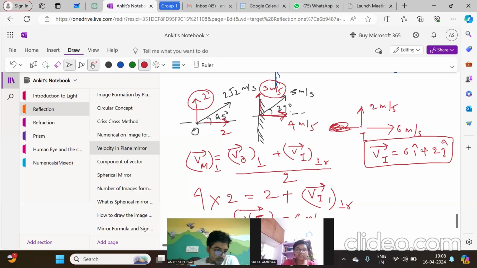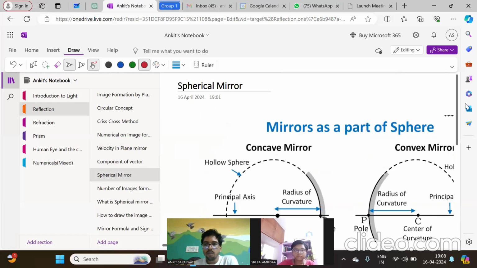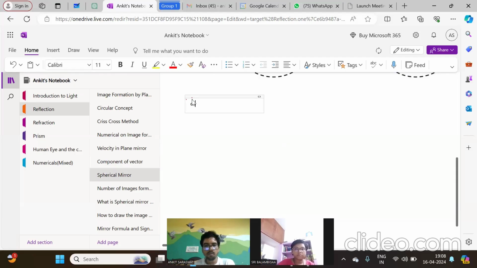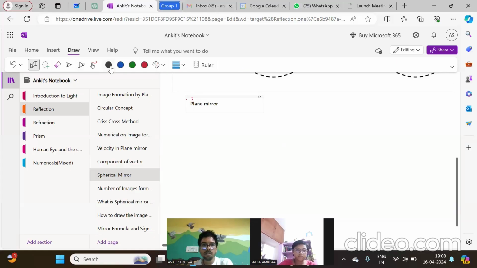Clear? Yes, sir. So today we are going to start a topic named spherical mirror. Before showing you this, I just want to start the topic. First is plane mirror, what we have learned. The diagram of plane mirror is like we have drawn like this. This is plane mirror.